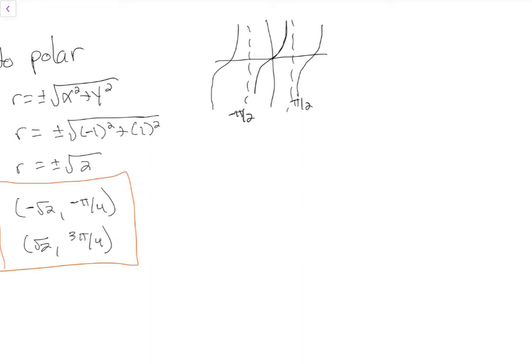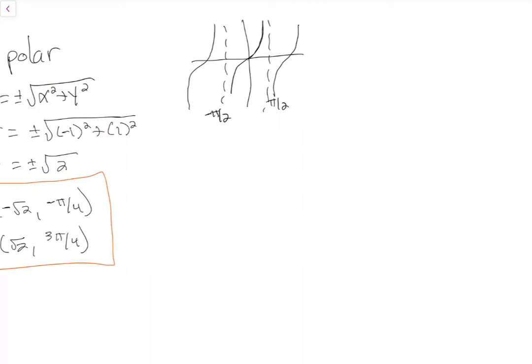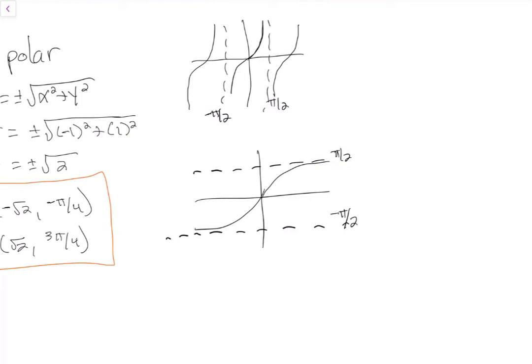Now, in order for me to take the inverse, whenever I do the inverse function, I reflect the graph over the line y equals x, and it creates the inverse tangent function as we know it. So π/2 and -π/2 are horizontal asymptotes on my inverse tangent function.